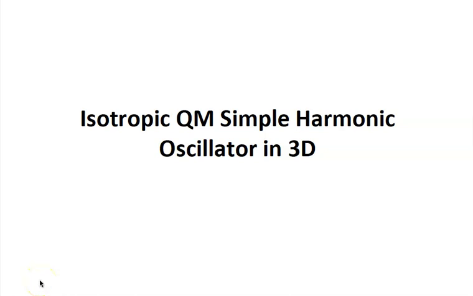Another problem in 3 dimensions that can be solved in a similar fashion as the 3D particle in the box is the isotropic quantum mechanical simple harmonic oscillator. And again, like the particle in the box, we play off of our one-dimensional solutions, and we lean on those very heavily in this case, so that we don't have to solve everything from scratch again. So let's take a look at what's meant by this.